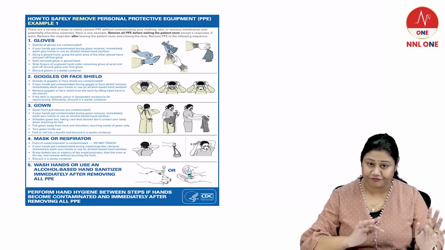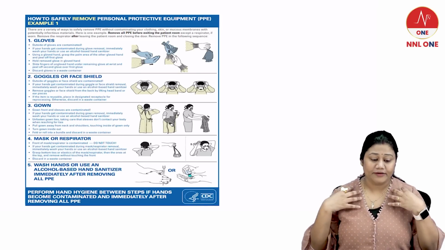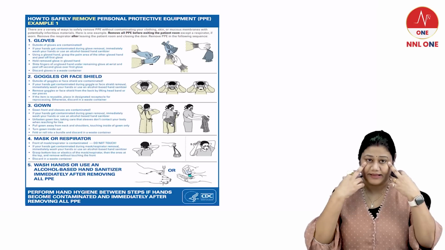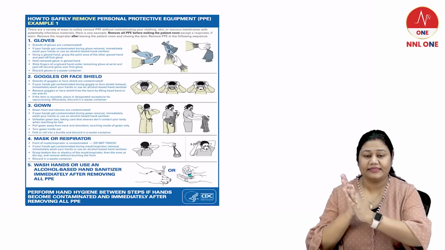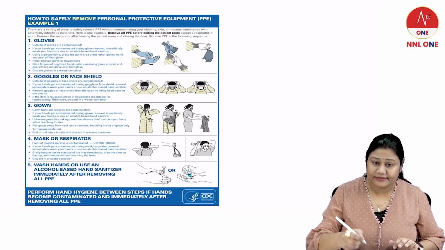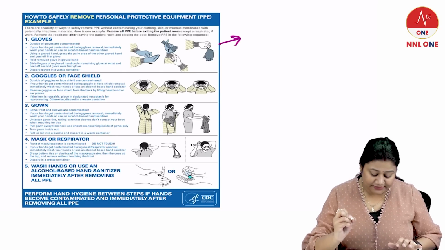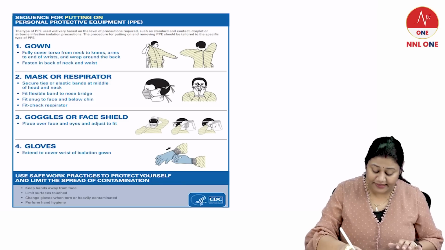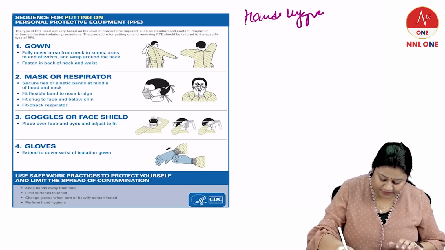When it comes to doffing, removing, first thing that we will remove is the glove, followed by goggle, then gown, and at last we will remove mask, and then we'll perform hand hygiene lastly, right? So under doffing, the first thing that we are removing is the glove. Under donning, the first thing that we are doing is hand hygiene. First step will always be hand hygiene.